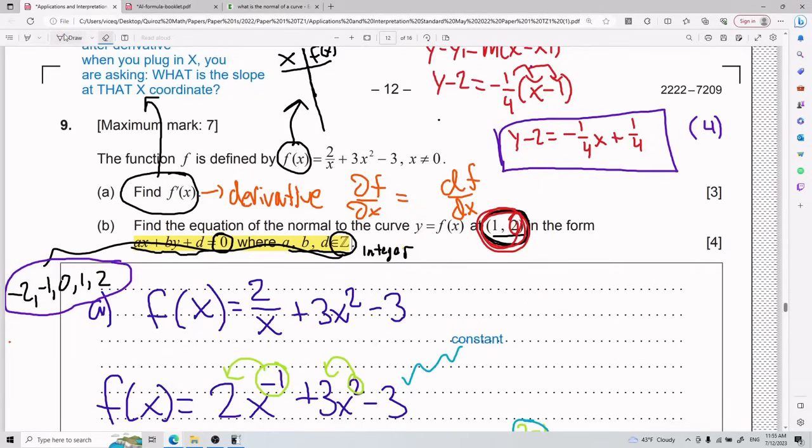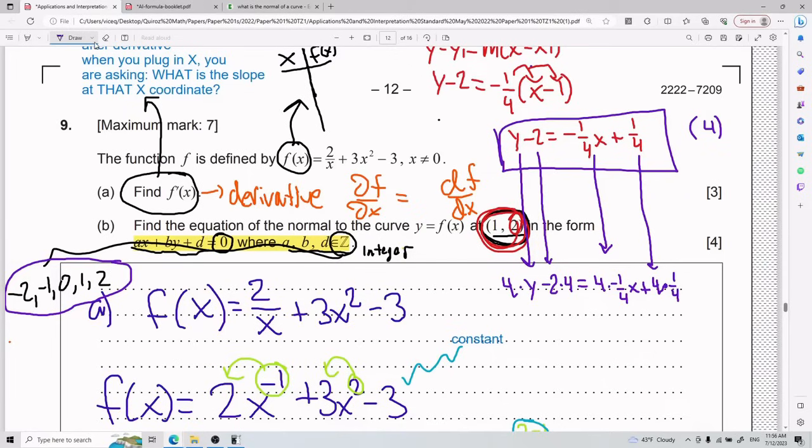For example, my first term is going to be 4 times y. My second term is going to be negative 2 times 4. My third term is going to be 4 times negative 1 over 4 times x. And this last one is going to be 4 times 1 over 4. And so what does multiplying by 4 do, right?